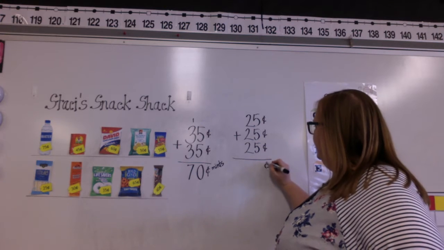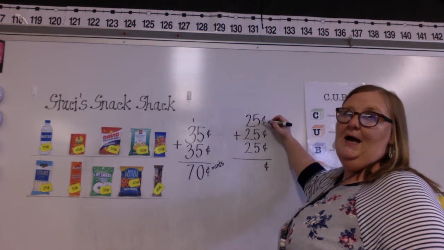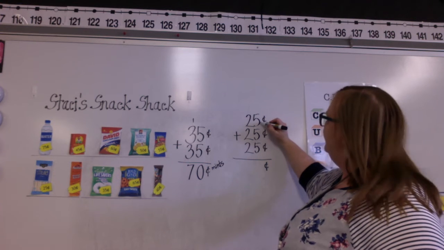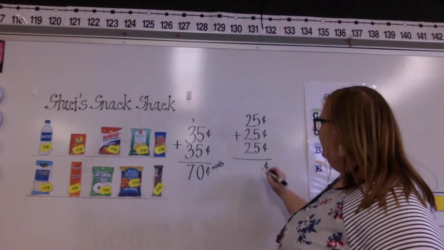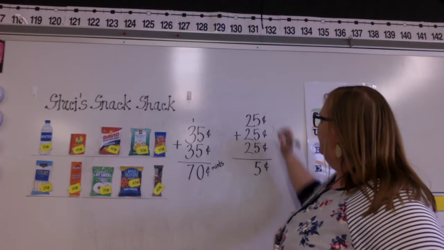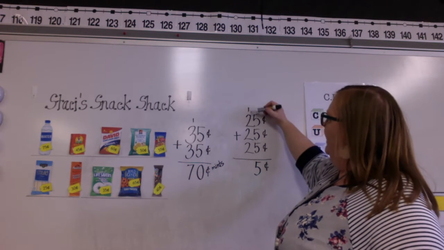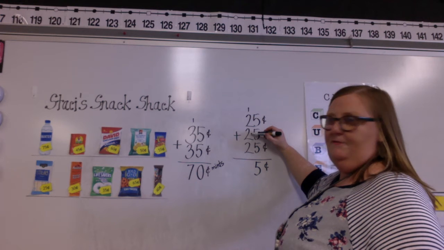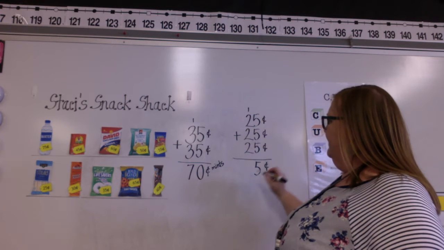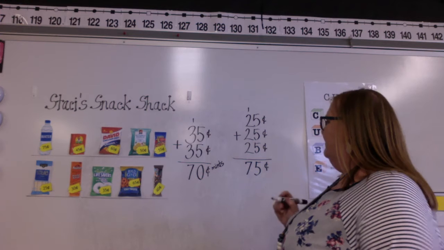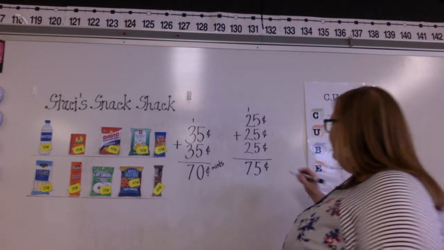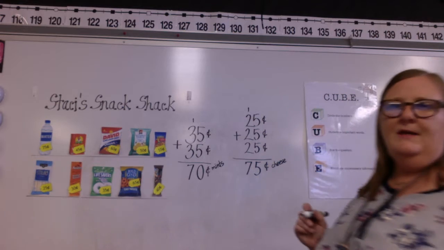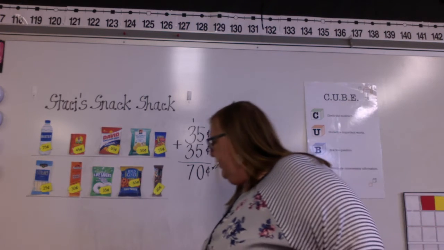And I'm going to add those together. Okay, I'm going to bring my cent sign down. I know that I see a whole row of 5s, so I can count by 5s. 5, 10, 15. So 15, carry that 1. 1 plus 2 is 3. 3 plus 2 is 5. And 5 plus 2 is 7. So 75 cents. So I've spent 75 cents on the string cheese.